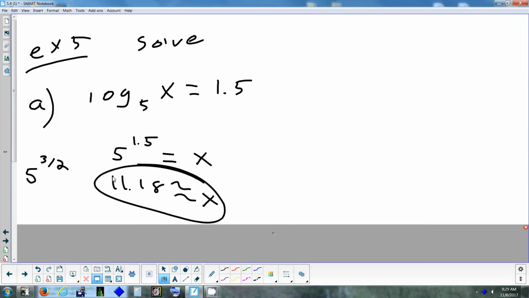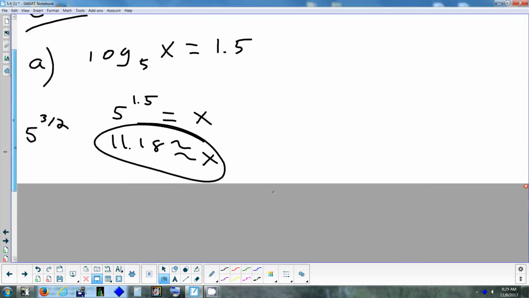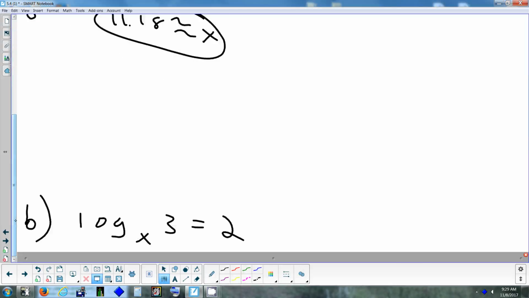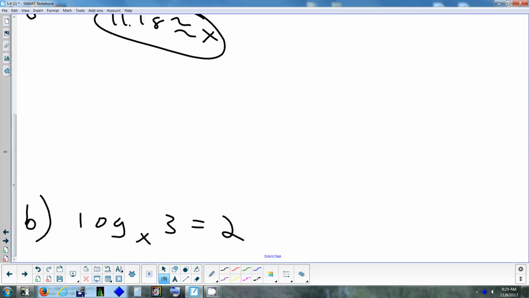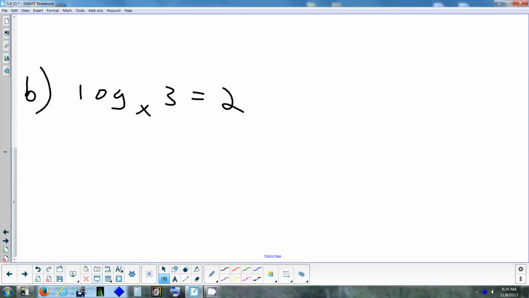Right, so we did one where the variable was by itself on the right. We did one where the variable was the argument. Let's try one where the variable is the base. How about Tanya? Can you tell me how to rewrite that in exponential form? The base is x, exponent is 2, and equals 3. Sweet. Now how do we solve that one? X squared equals 3. Megan? You take the square root.